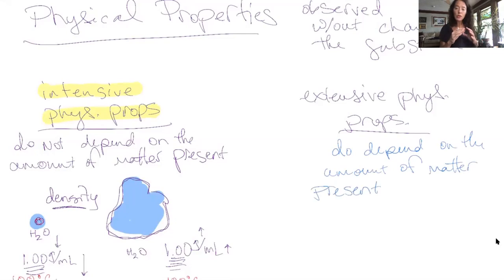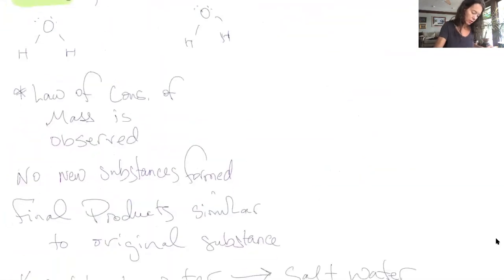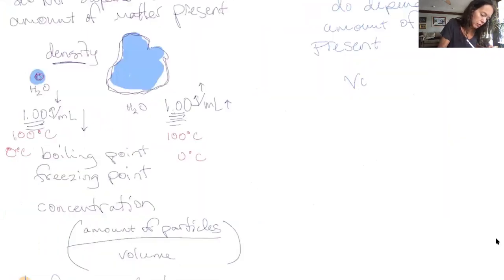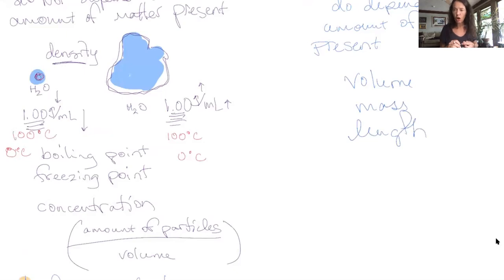As the amount or the size or the volume changes, these properties change, right? So if I have a little bit of water versus a lot of water, the property of volume will change. The mass will change. The length will change, right? Those things are going to change if my sample size increases and or decreases, okay?